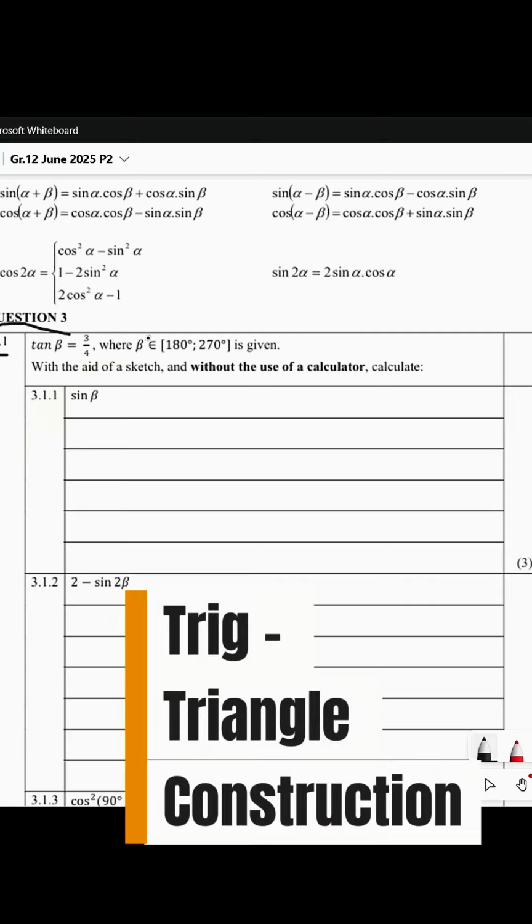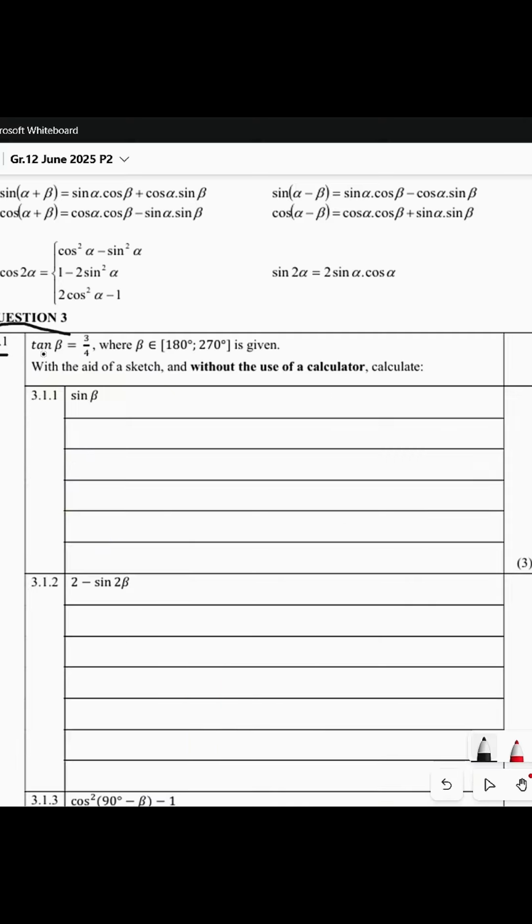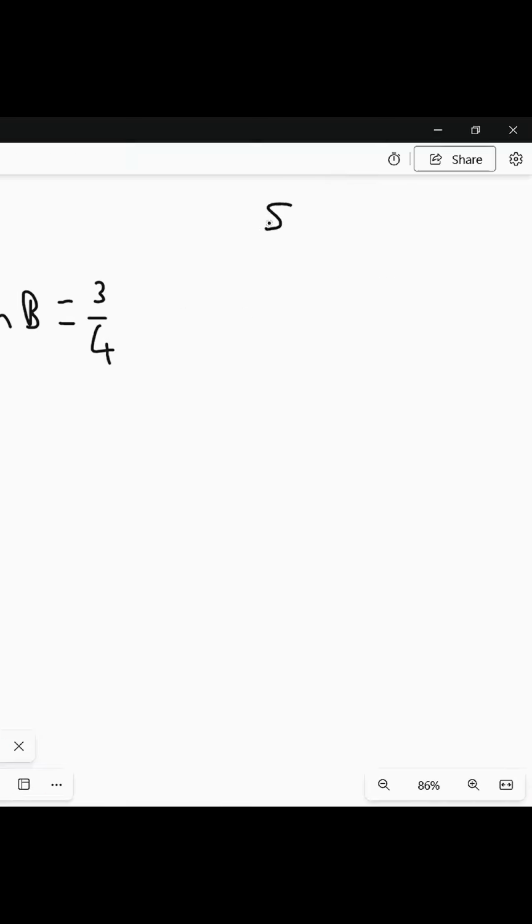3.1 usually starts with something like this, where we have to do some sort of construction of a triangle. So we have tan beta equals 3 over 4, where beta is an element of 180 degrees to 270 degrees. It says with the aid of a sketch and without the use of a calculator, calculate this. So 3 marks isn't for answering this so much, but a lot of marks are given for the construction. So if we have tan beta equals 3 over 4, a reminder that we have SOHCAHTOA.